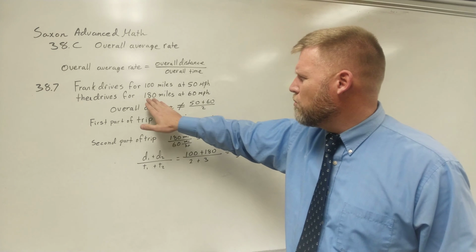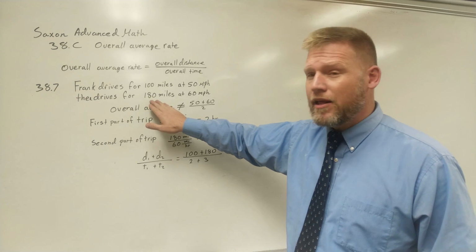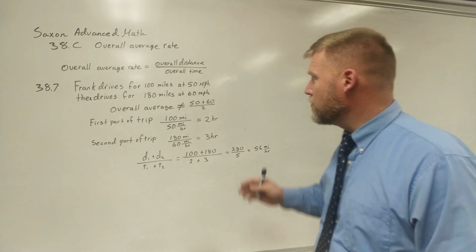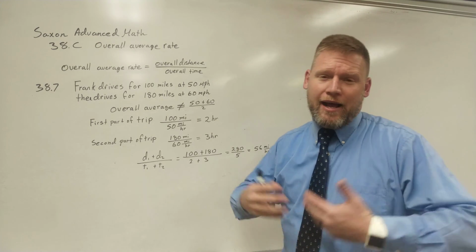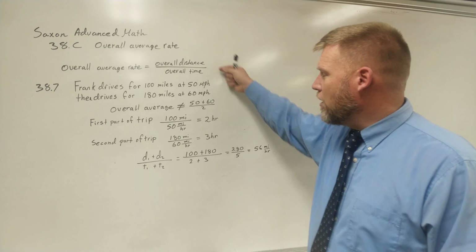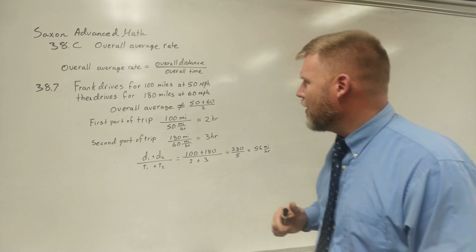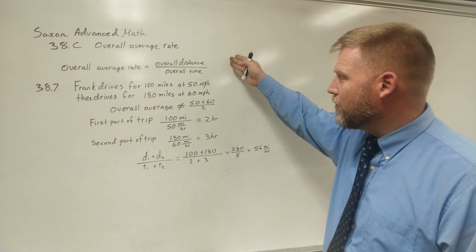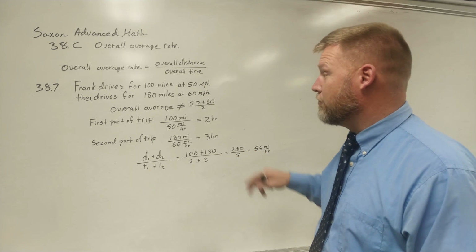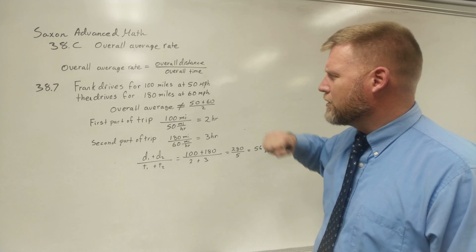But Frank drove more distance at 180 miles. And because those two distances are different and my two speeds are different, I can't just use it that way. I have to remember the overall distance. So I'm going to say, well, I needed to find out the overall time. The distance is going to be really easy. It's 180 plus the 100, and that gave me 280. But I need to find my overall time.